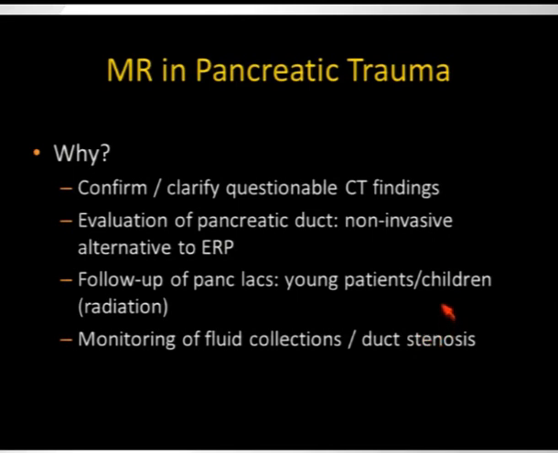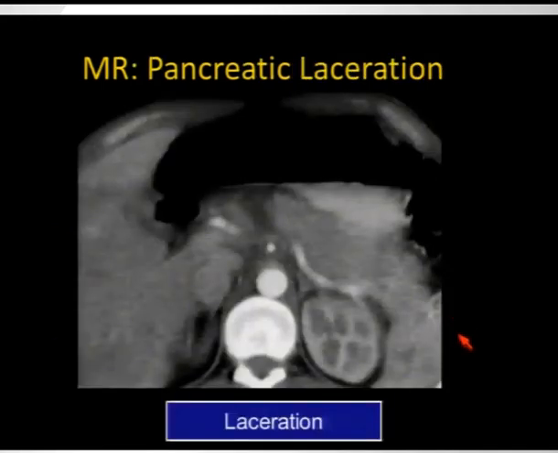Now, why do we use pancreatic MR in trauma? As I said, it can clarify some questionable findings on the initial CT, but really the main reason we use it is to follow patients who have diagnosed pancreatic injuries and thereby decrease the total amount of radiation delivered to these patients who often end up with very prolonged hospital stays.